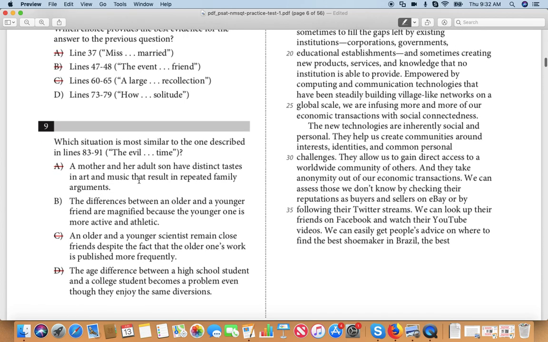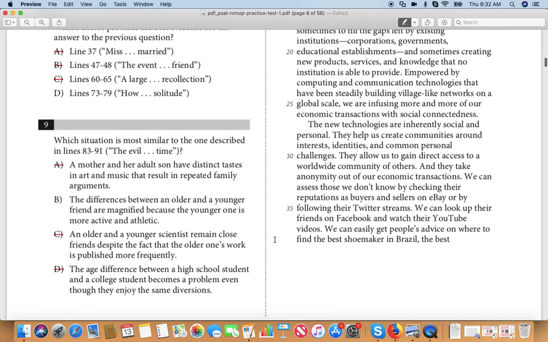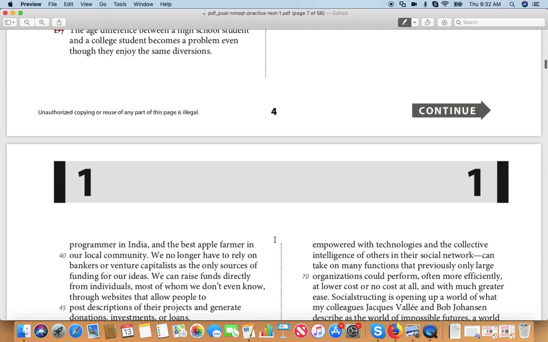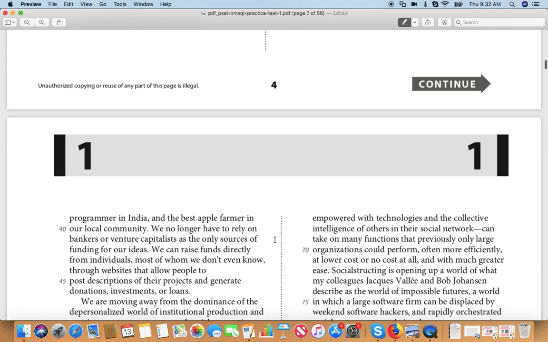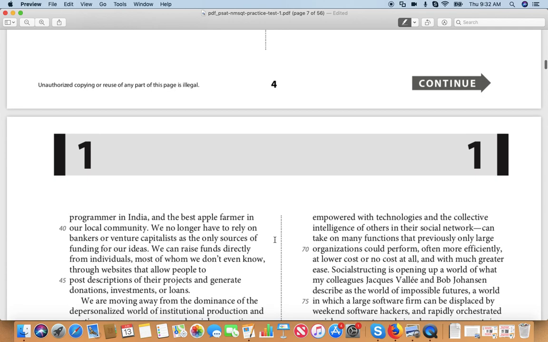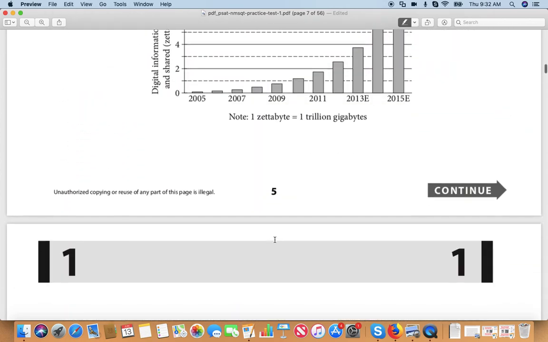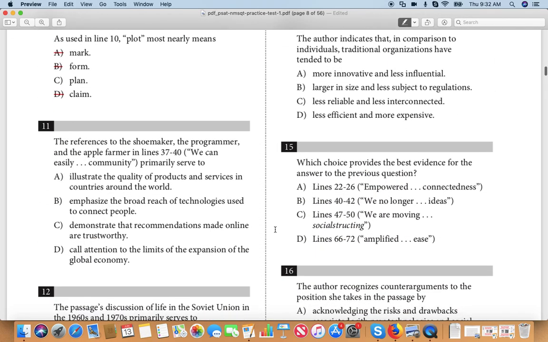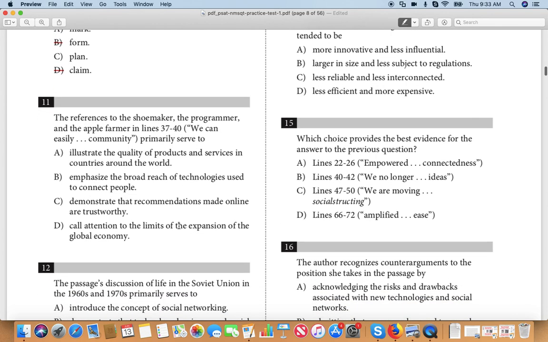37 through 40. To start with, we can easily get people's advice on where to find the best shoemaker, programmer in India and the best apple farmer in our local community. Okay. All right. And so the references, the shoemaker, the programmer, and the apple farmer in those lines primarily serve to, let's test the answer choices.